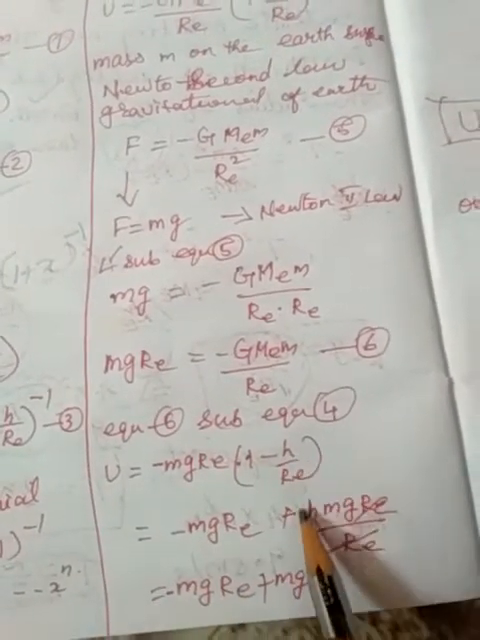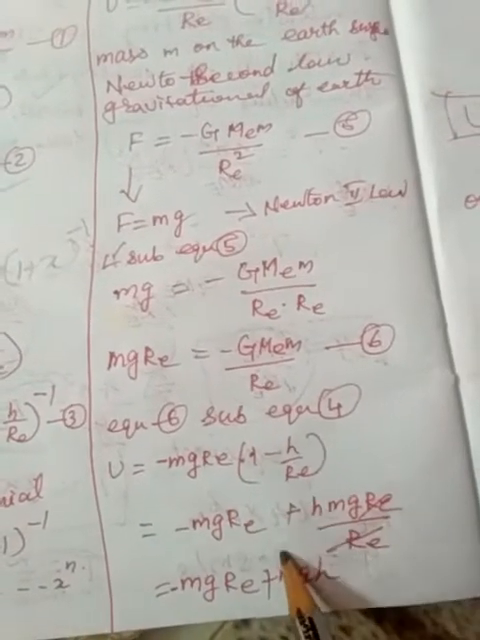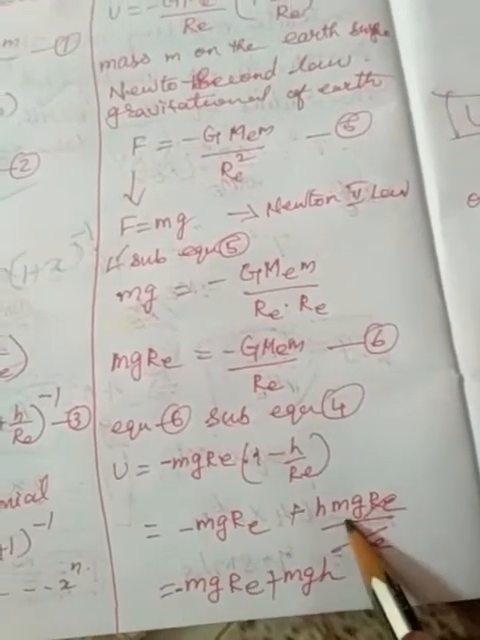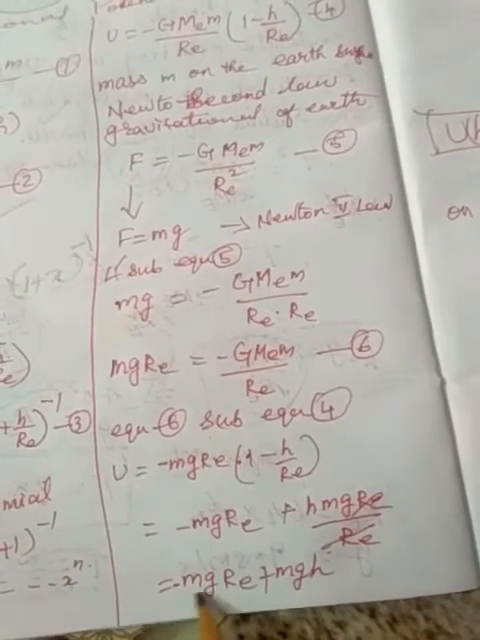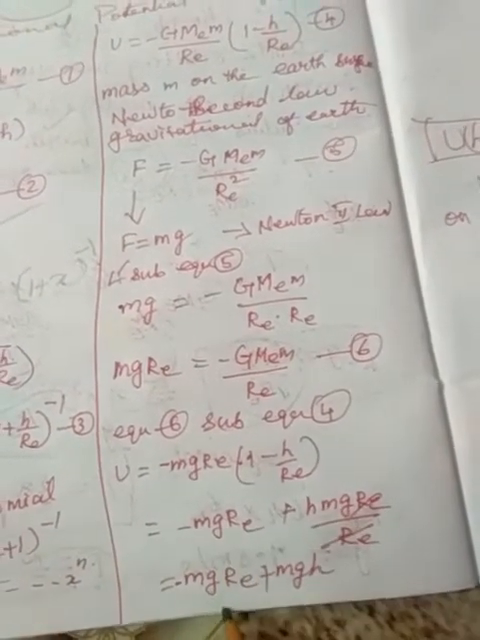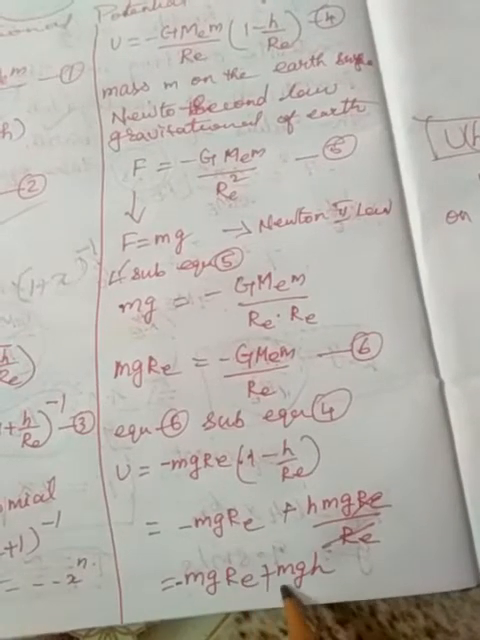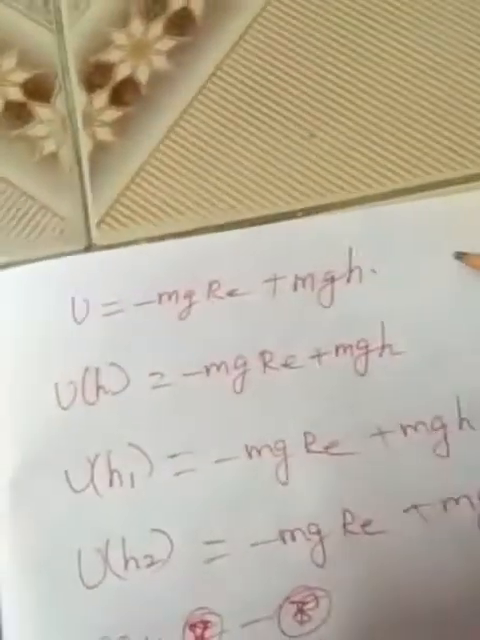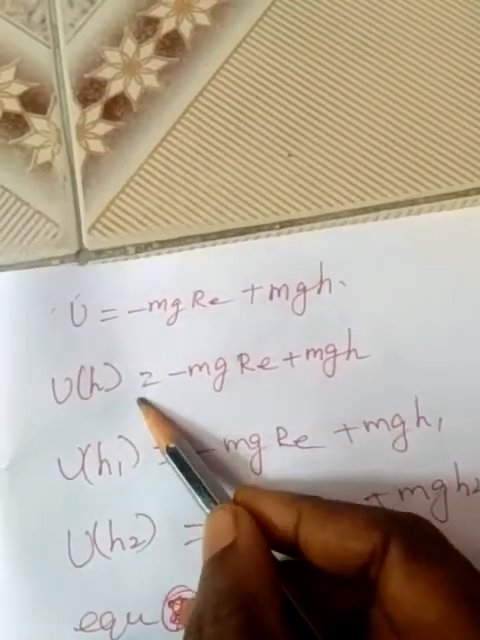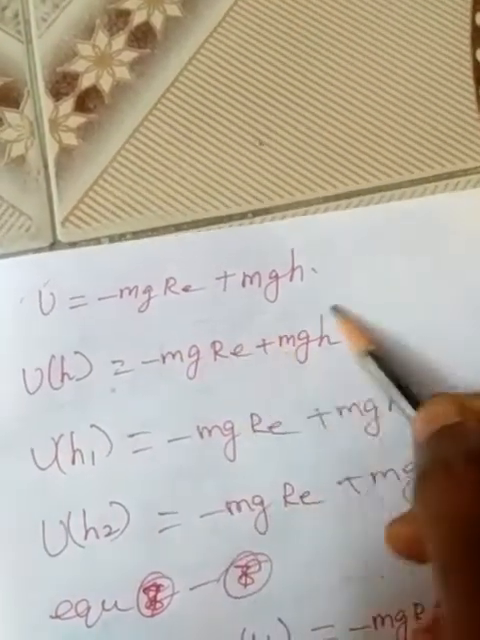So this here, coming to that minus into minus plus. So you are coming to the h, mg re by re. So re is cancelled. So next, minus mg, what are you writing here? Minus mg re plus mgh, it's U. Okay. So next you see that here, U equivalent to h means we get this value.